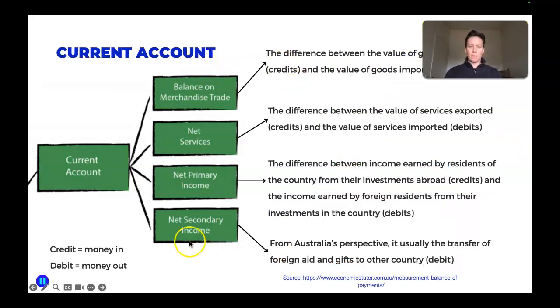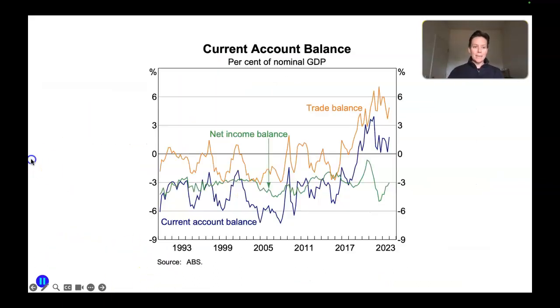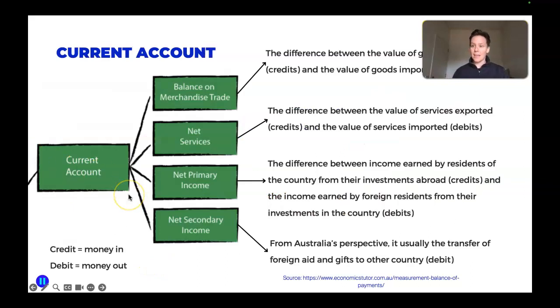The current account is made up of these 4 sub-accounts. Before we get going, let's understand the flows of money. If money is coming in, that means it's a credit. So if you hear the word credit in respect to the current account, you think, right, money coming in. The opposite of that is a debit. If money is going out, it is a debit. So if you hear the word debit in respect to the current account, it means that money's going out.